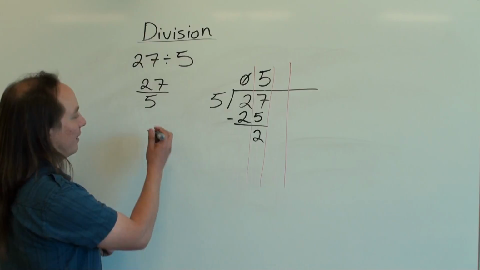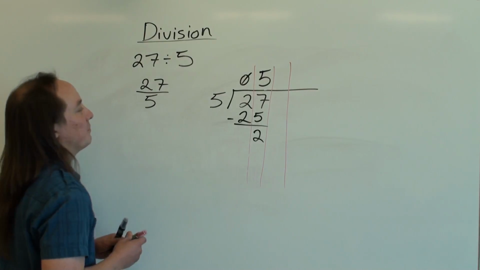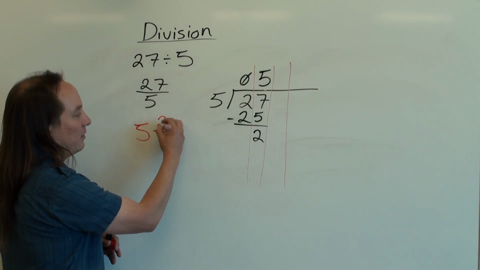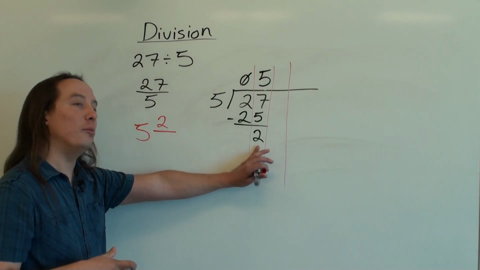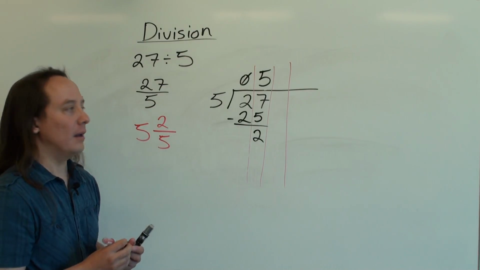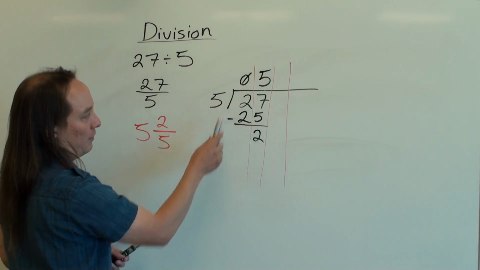So that would look like, I'll just put it in red real quick. We said it goes 5 whole times, there's your whole number, and there's a remainder of 2. The remainder is your new numerator, and your denominator doesn't change, just 5 2/5. So that's kind of where we get that 5 2/5.